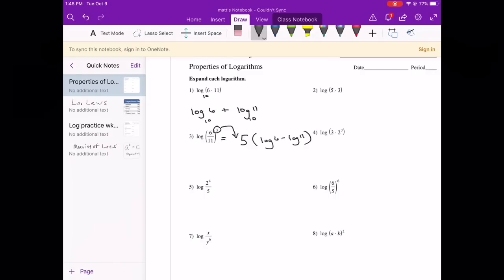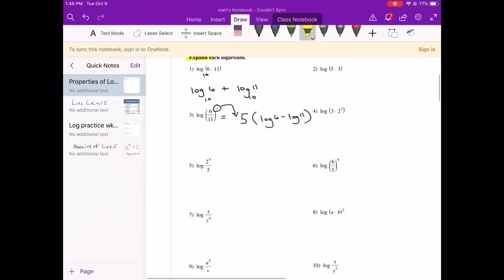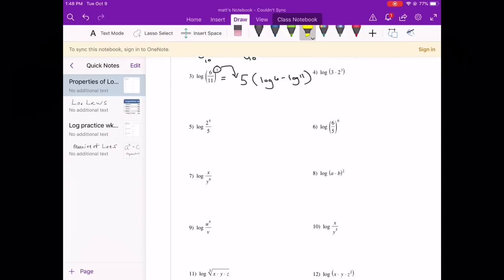Notice my directions are just to expand, so I'm just writing out in long form what the simplified expressions are. And I just continue to work through some of these properties. Number 5, I've got an exponent in addition to a ratio inside of my log.